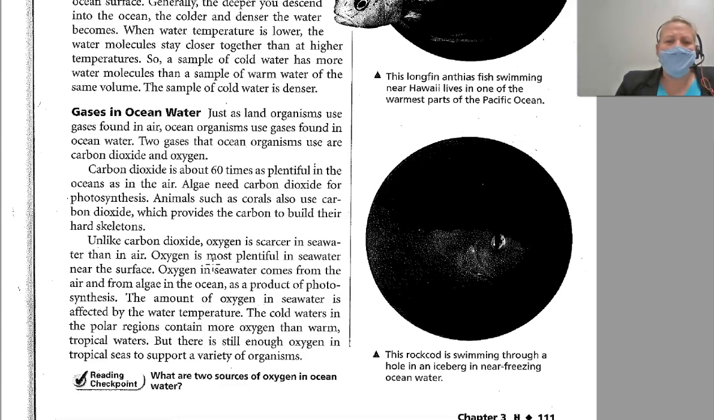Unlike carbon dioxide, oxygen is scarcer in seawater than in air. Oxygen is more plentiful in seawater near the surface. Oxygen in seawater comes from the air and from algae in the ocean. As a product of photosynthesis, the amount of oxygen in seawater is affected by the water temperature. The cold water in the polar regions contains more oxygen than warm tropical waters, but there is still enough oxygen in the tropical seawaters to support a variety of organisms.